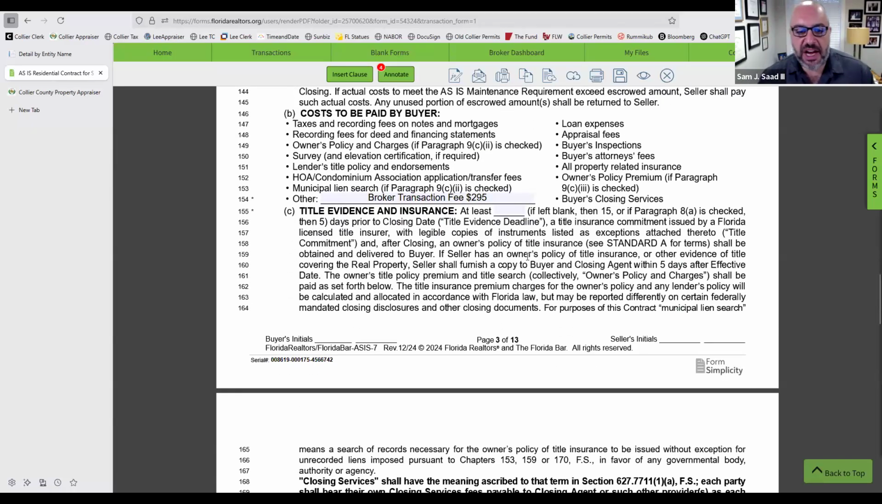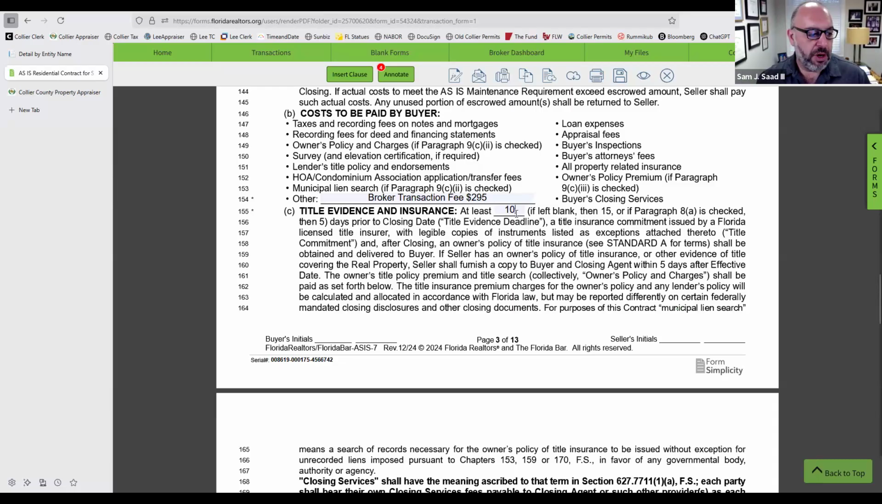The next blank is the title evidence and title insurance. So this is a really interesting blank. FRBAR, the way they handle this blank is they say if you don't fill it in, then there's 15 days, unless it's a cash transaction, then it's 5 days prior to closing. I personally, in my office at Paradise Coast Title, we don't wait. We get the title work started immediately. So I think that 10 days is the most that you should give to get the title evidence out to the other side. It just needs to be done quickly.